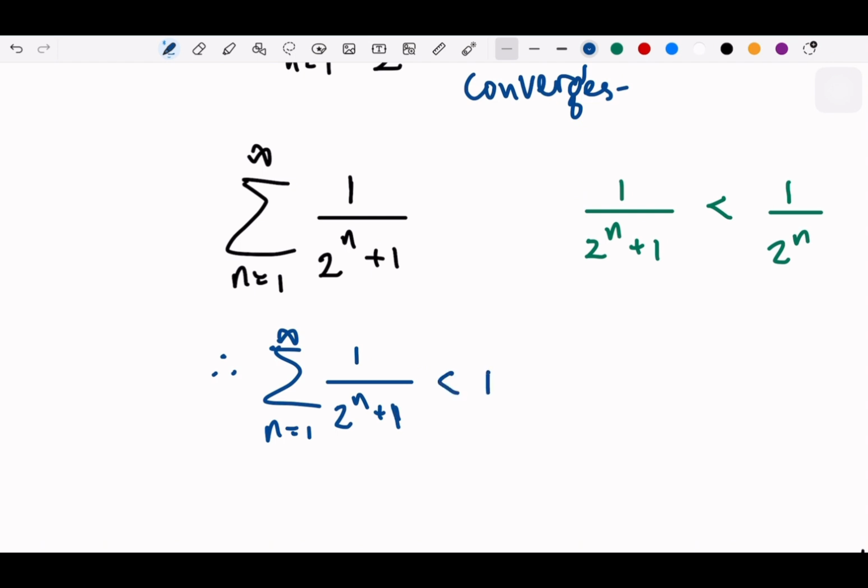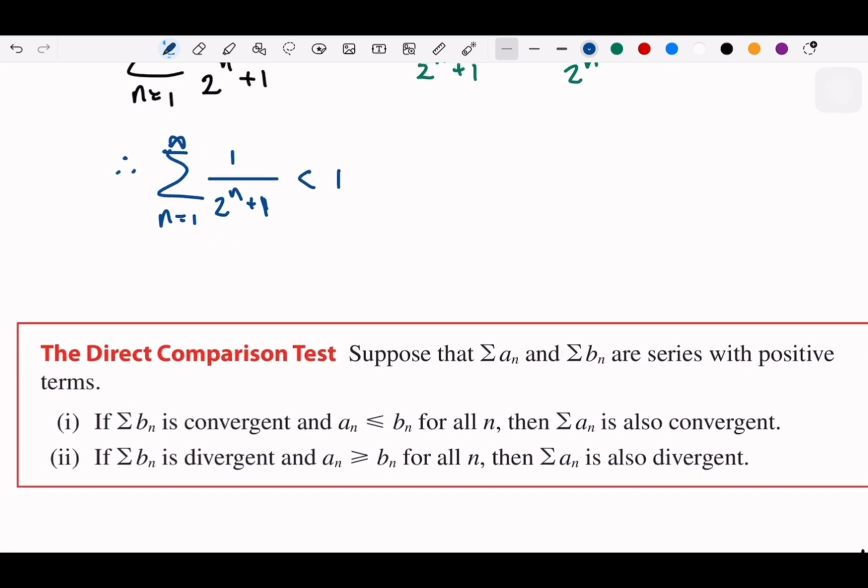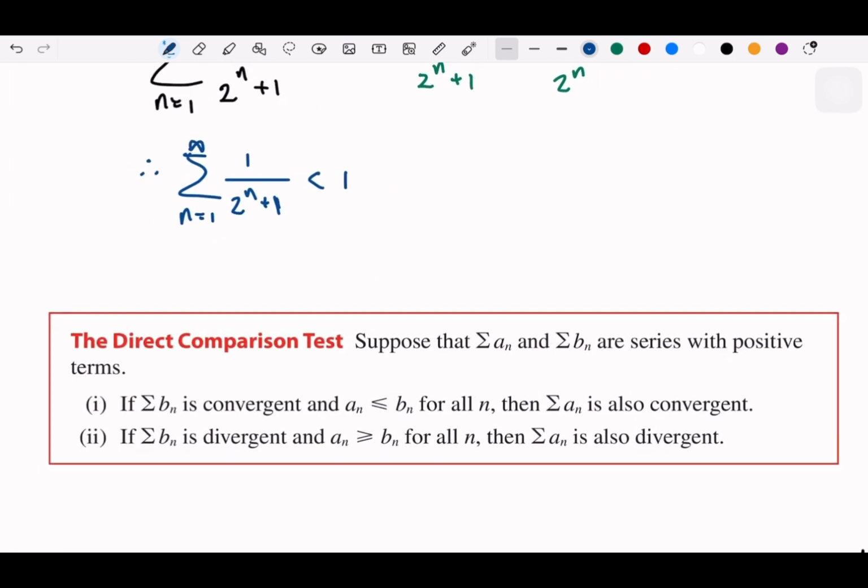Okay. So this test is really straightforward. We are comparing the unknown series with another series that we know. Basically, let's say we have the series a_n and b_n, and we need to make sure that a_n and b_n have positive terms. It means that it's not alternating.